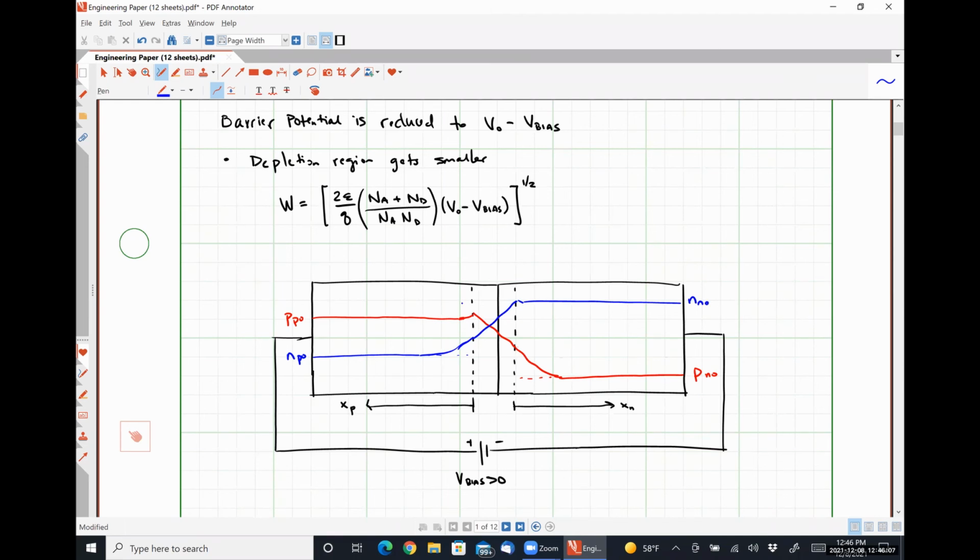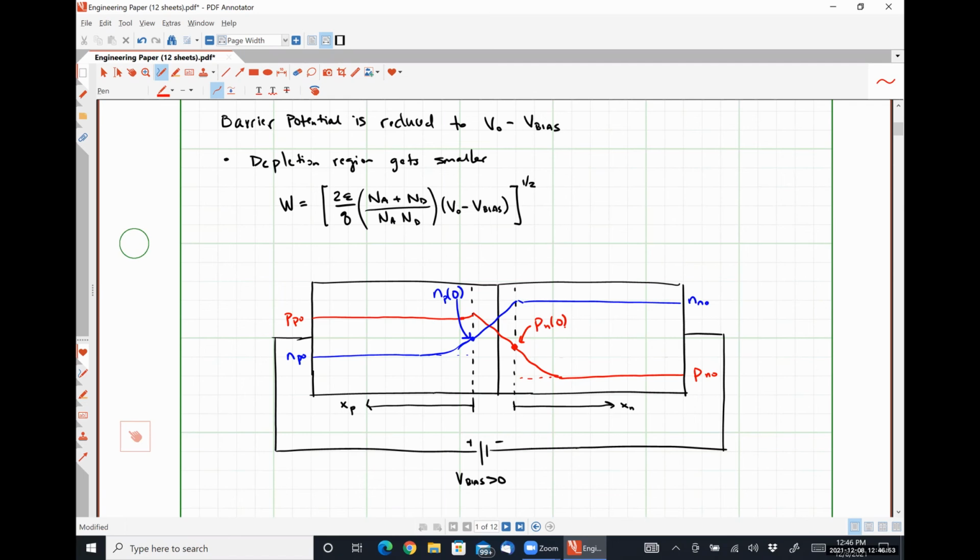So I want to call this value in particular right here NP at a location X sub P equal to 0. So this is the maximum value of the electron concentration on the P side. And similarly, this guy right here is going to be Pn at 0, which is the maximum value of the hole concentration on the N side.